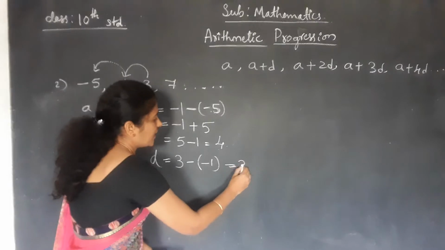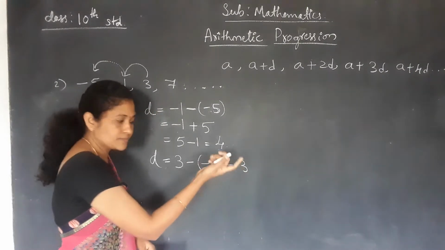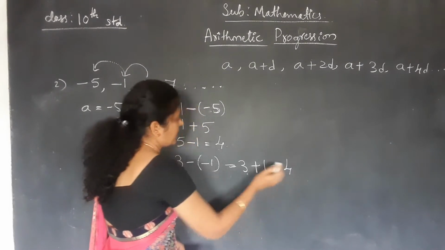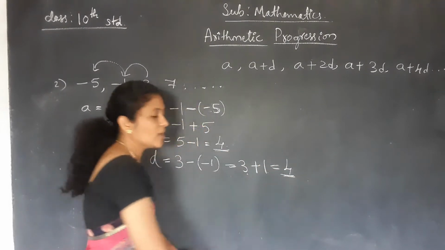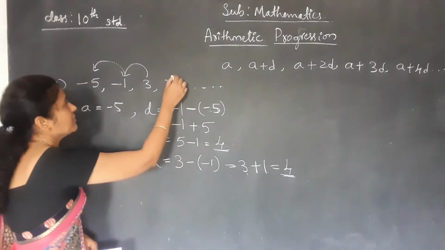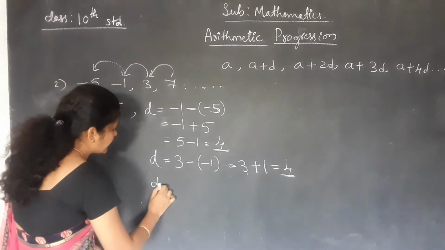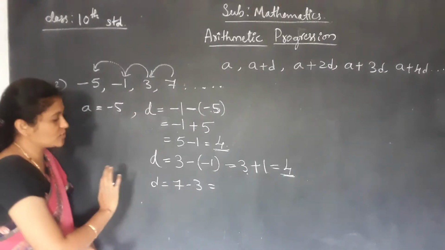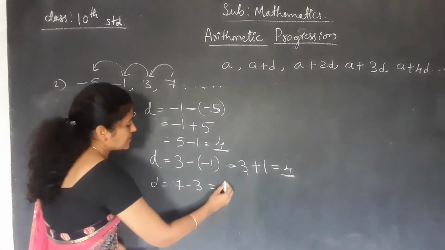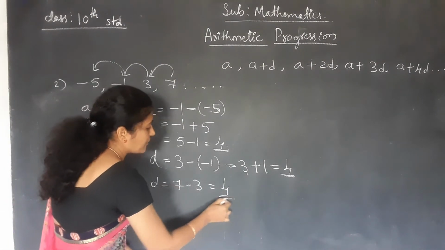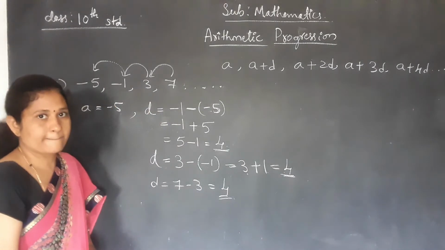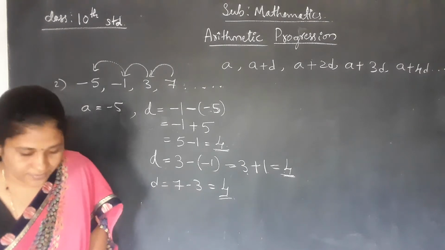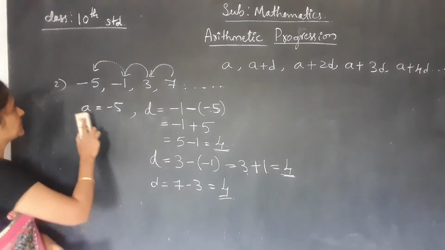Now 3 minus into minus is plus, so you get 1. 3 plus 1 is 4. See, the common difference you got is 4. Shall I check with this one? Okay. So D is equal to 7 minus 3. You don't have any negative, so it is very clear, 7 minus 3 is 4. So every time you are getting the common difference as 4. So it means this series is an arithmetic progression. Clear with the negative signs?